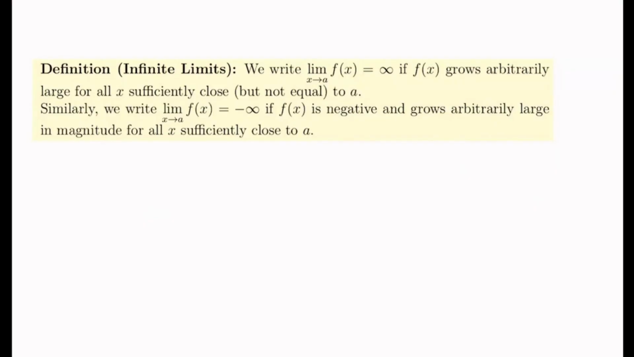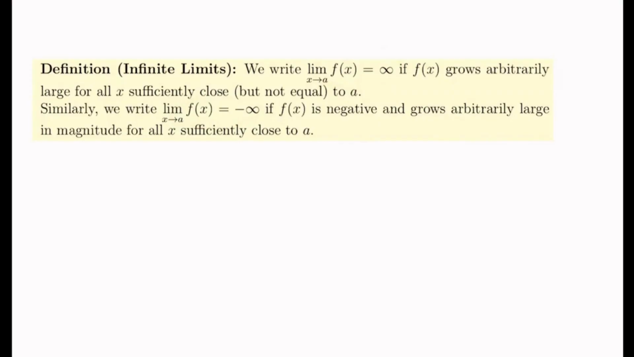An important note here: when we write the limit of f(x) equals infinity as x approaches a, or negative infinity, we're using special notation. The limit doesn't actually exist in a traditional sense. We're describing a specific type of unbounded behavior.